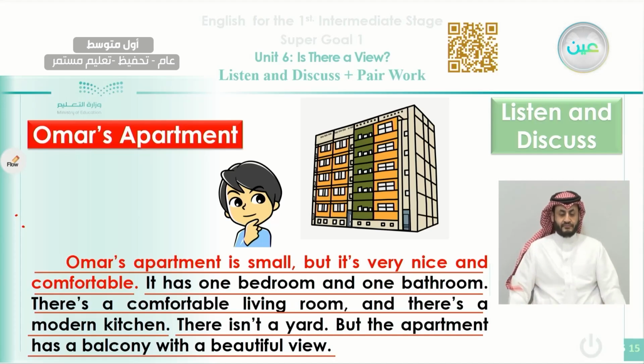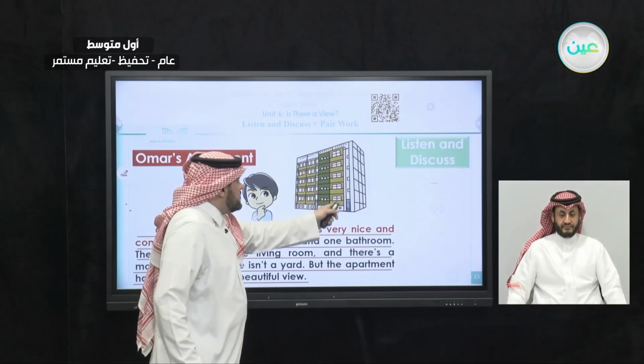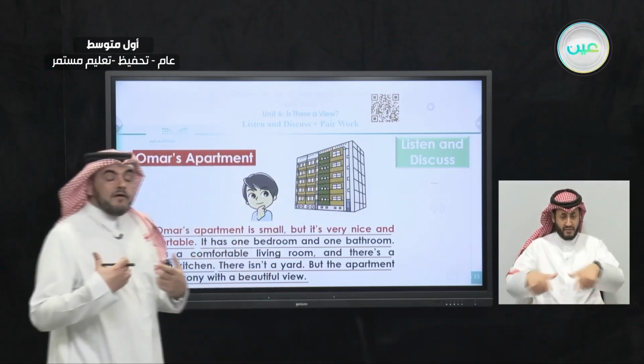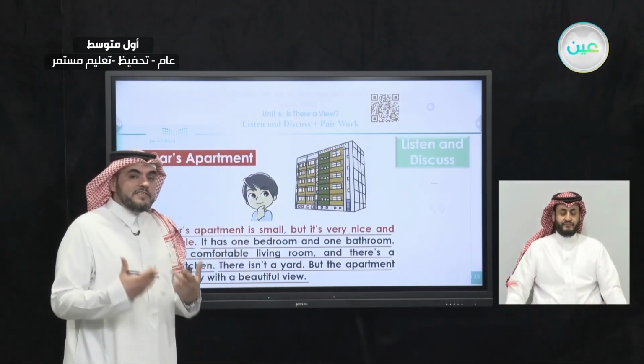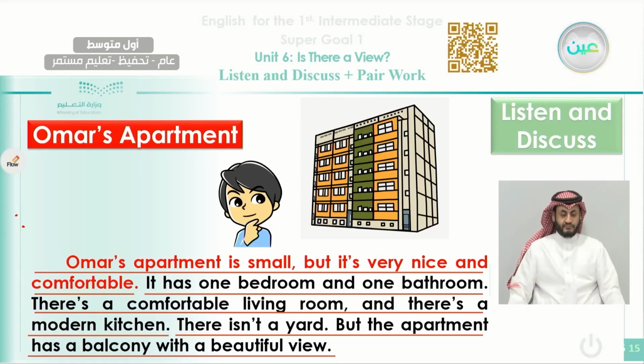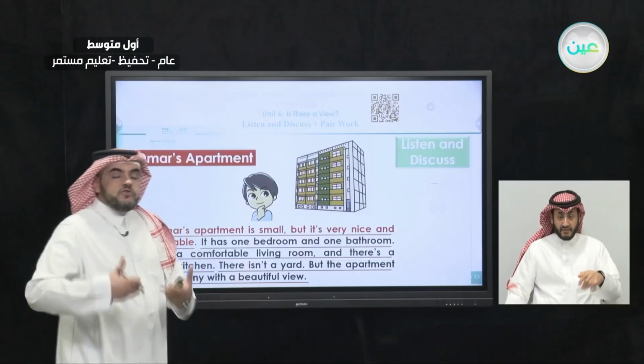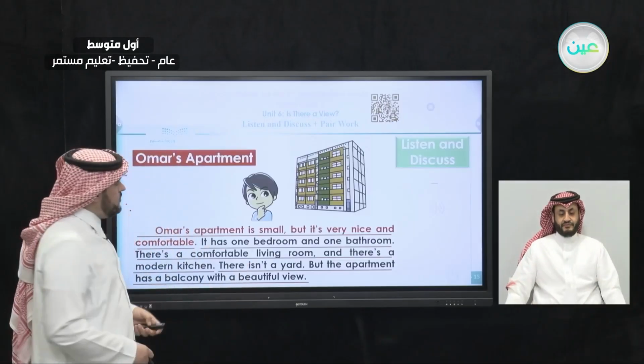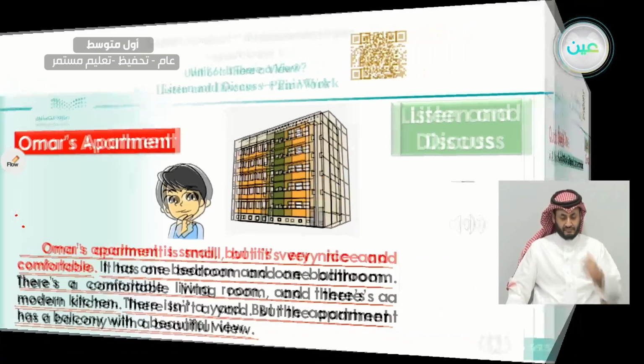Okay, so the balcony, as you can see here, this is a balcony. These are balconies, and it has a very beautiful view. This gives us an idea about the title of this unit. The title of this unit is "Is there a view?" That means, is there something good to see through a balcony or through a window? That is called a view.